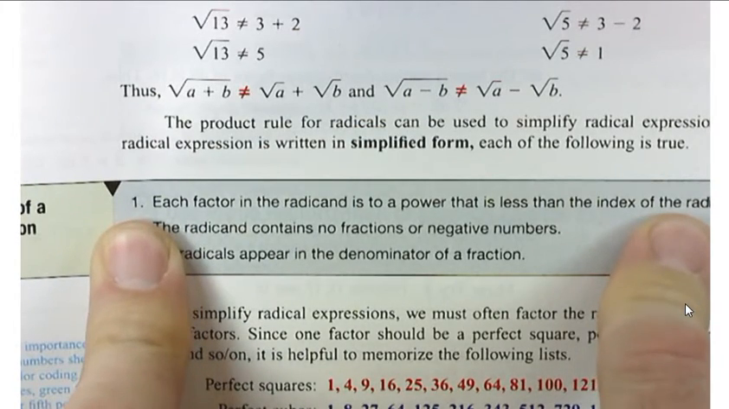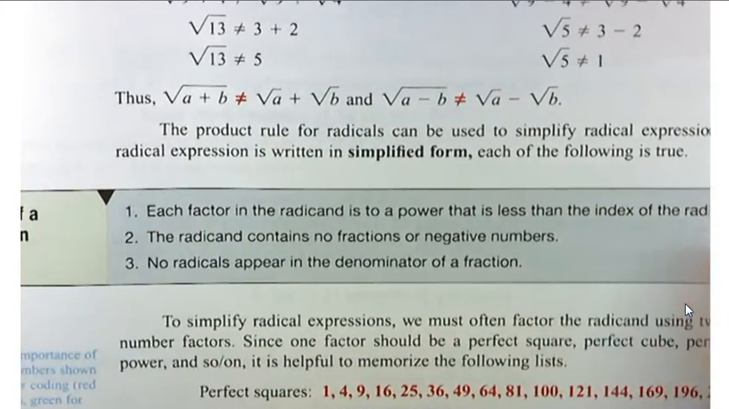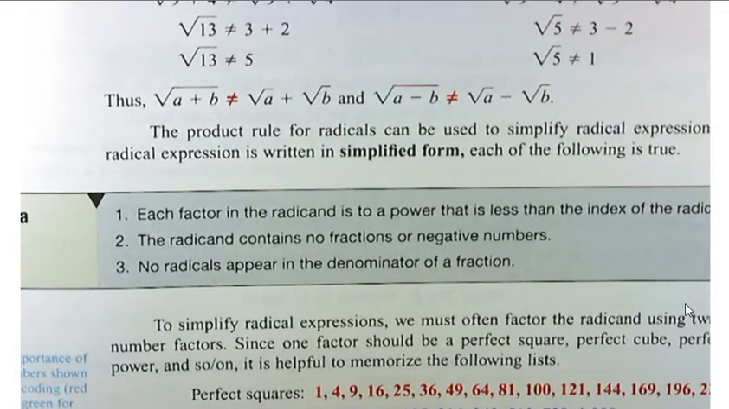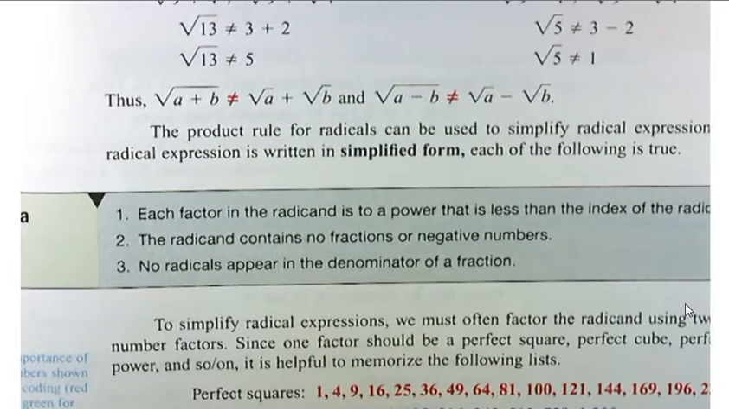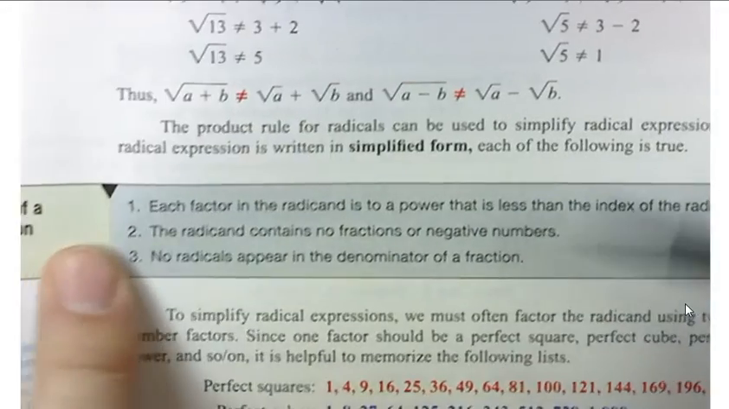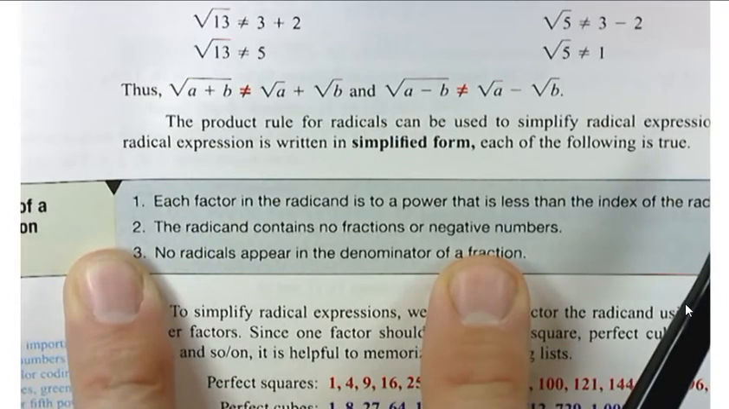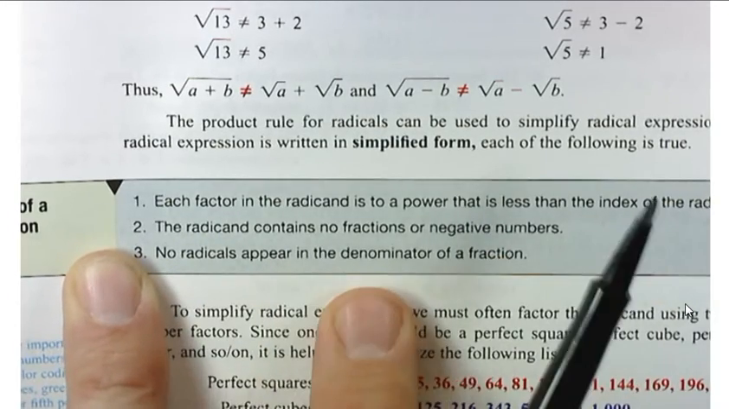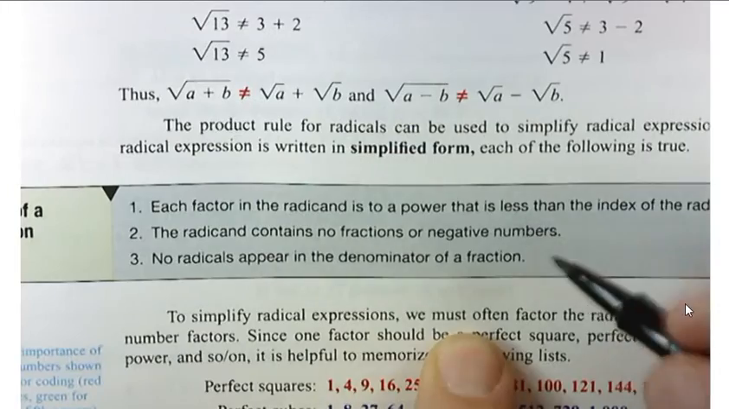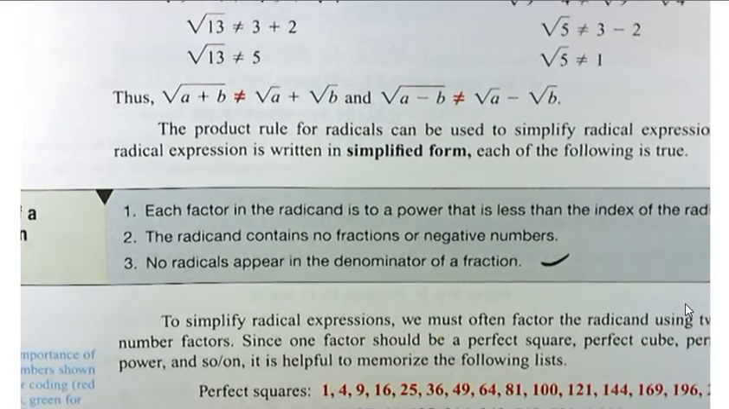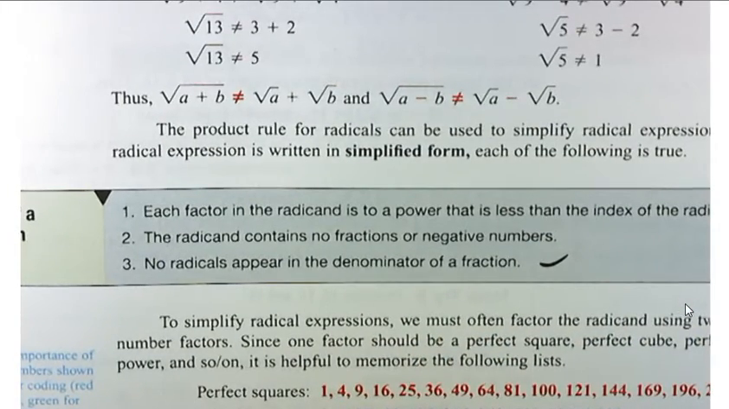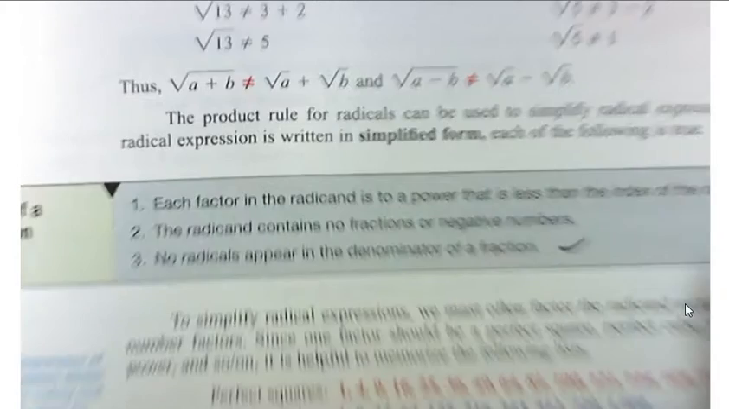Simple. No cubes underneath the cube root. So the stuff we were doing in the last section, where we split up the square root of 75 as the square root of 25 times the square root of 3, that's getting rid of the perfect square underneath the square root. That's what they want here. Then they hit you with the radicand contains no fractions or negative numbers, and no radicals appear in the denominator of a fraction. This is the one that's going to kind of catch us here. We don't want radicals in the denominator of a fraction.